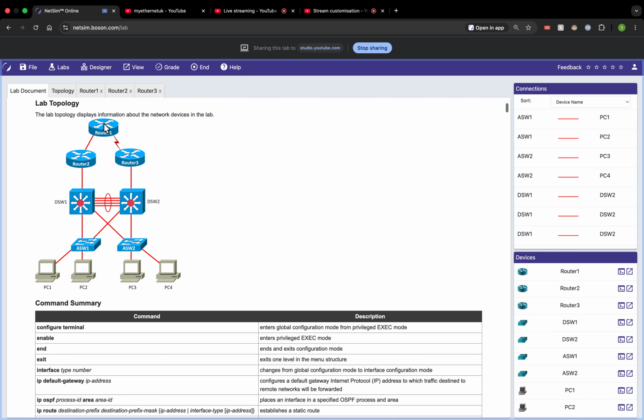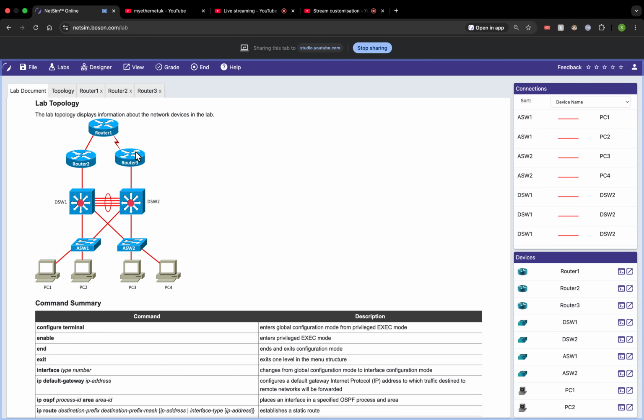So the topology: we've got router 1, a router 3 serial link there, and router 2 connected on the left hand side. Router 2 is connected to a layer 3 switch. Router 3 is also connected to a layer 3 switch. It looks like we've got an EtherChannel here, and then we've got these access level switches: access switch 1, access switch 2, distribution switch 1, distribution switch 2, and router 3 connected to router 1.